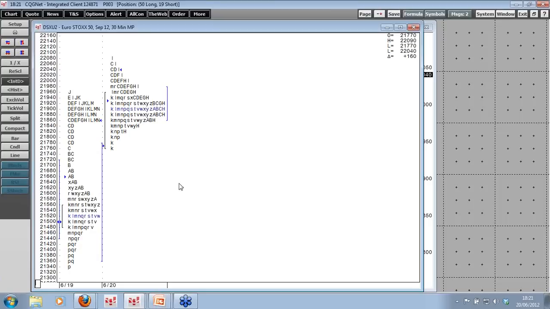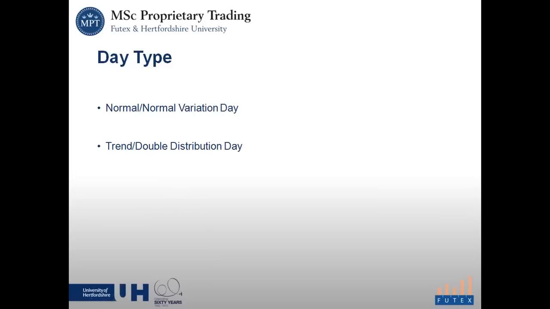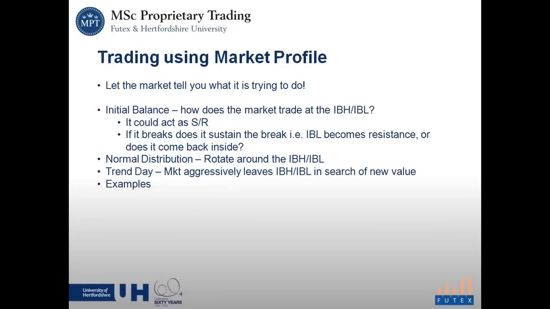Okay, there are just two basic types of day: the normal variation day and a trend day or double distribution day. There are some in between, but I won't go into too much detail yet. So what you're probably more interested in is how do we actually use market profile to trade? And these are some examples of the types of trades that our traders will be looking to use.